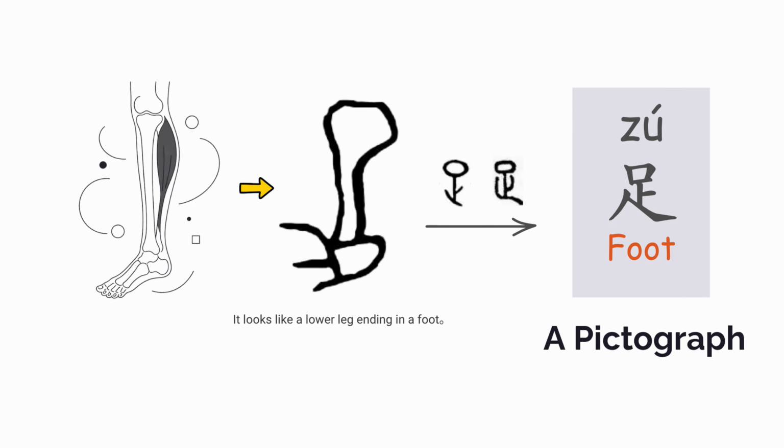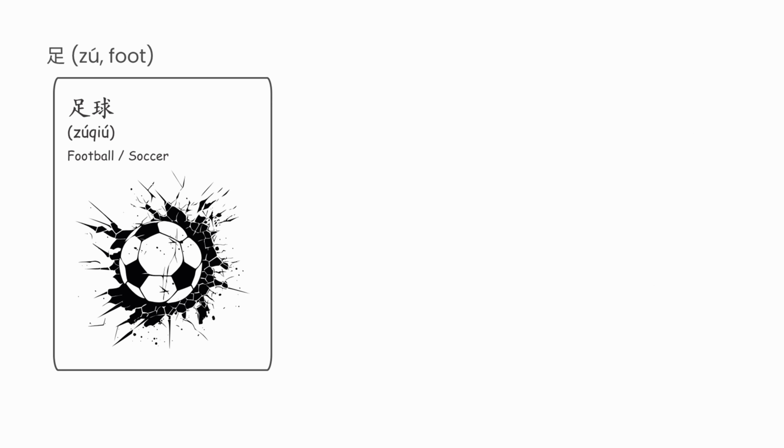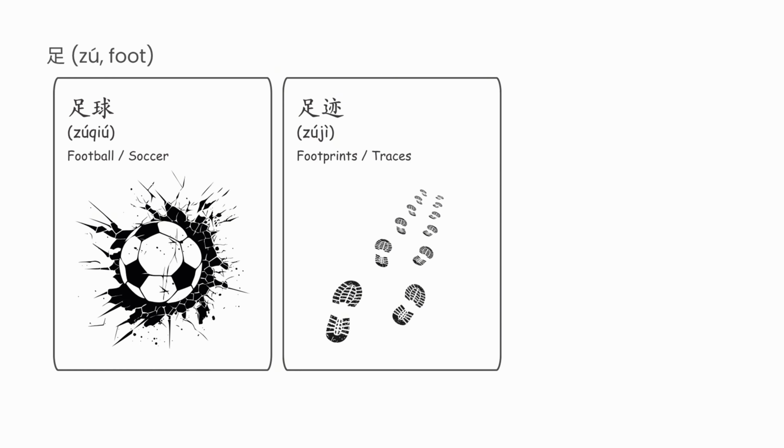The Chinese character 足 means foot. It actually looks like a lower leg ending in a foot, making it a pictograph. Pretty straightforward, right? 足 is truly an on-topic character today. You can see this meaning in a lot of words. 足球, football. 足迹, foot trace, footprints or traces.